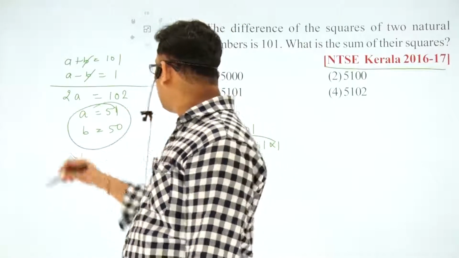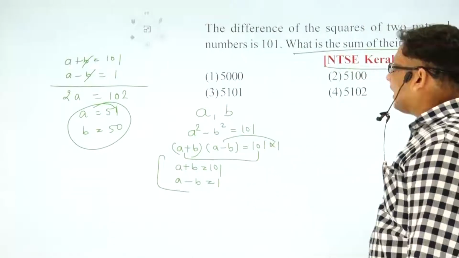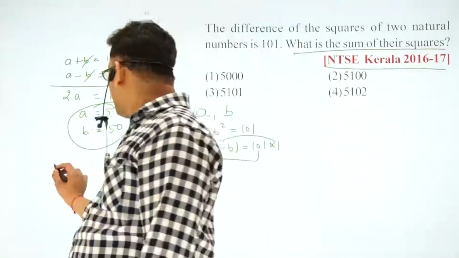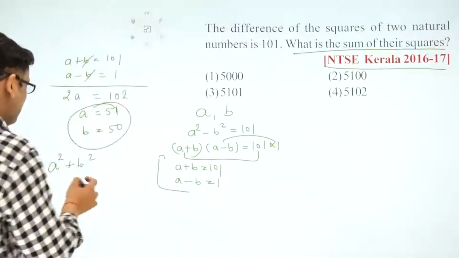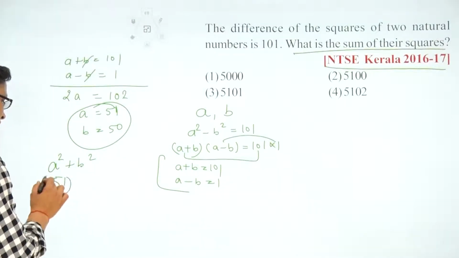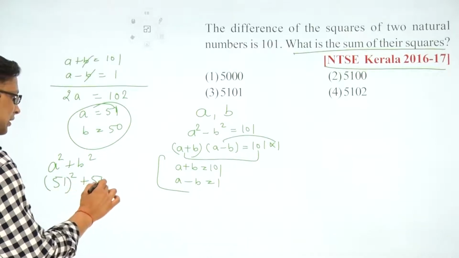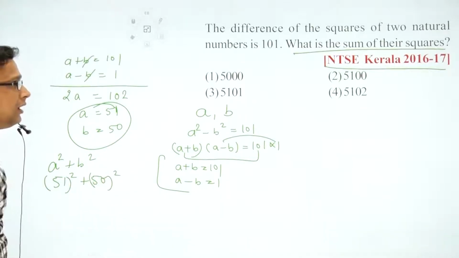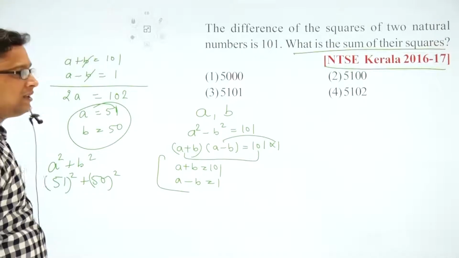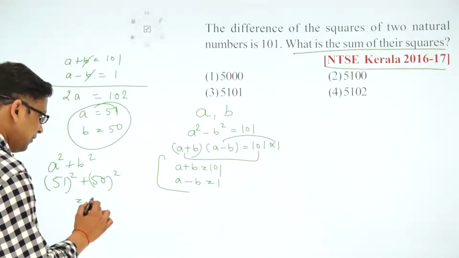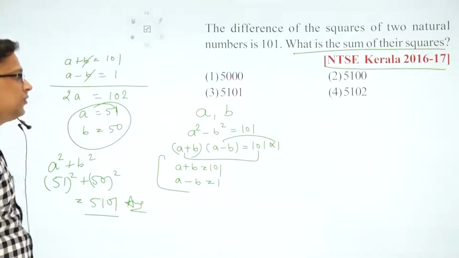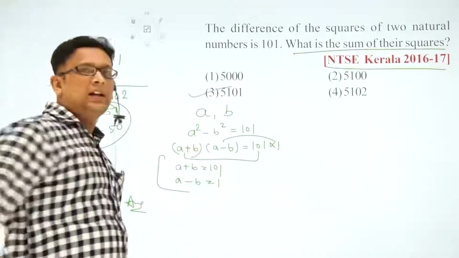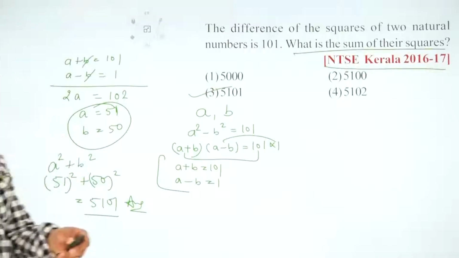So we have to find the sum of their squares. a square plus b square can be written as the square of 51 plus the square of 50, that is equal to 5101. 5101 is the correct answer for the given question. So we can say that option 3 is the correct answer.